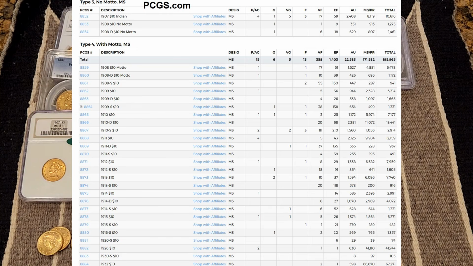The nice thing about this is it tells you how many pieces they have graded per year and per mint market. If you're looking at that right now, check out all of those figures, right? You're looking at the mintages, you're looking at the mint marks, but look all the way down at the bottom. You can see the 1932. PCGS alone has graded 66,670 uncirculated examples of the 1932s.